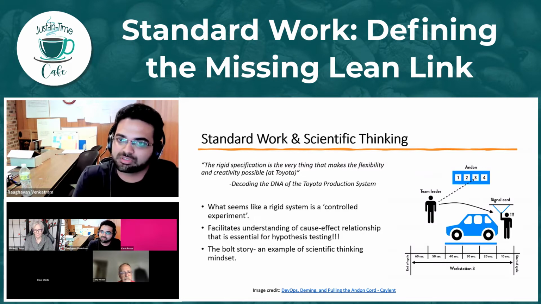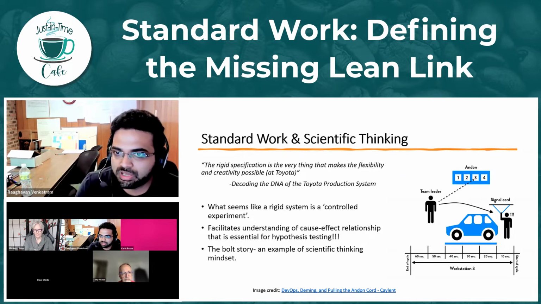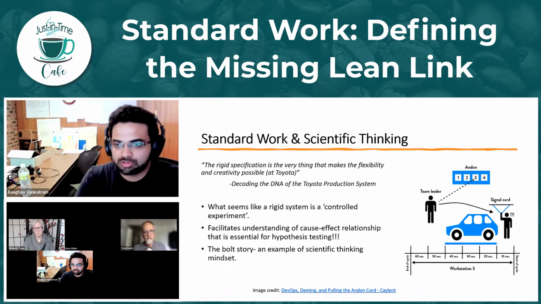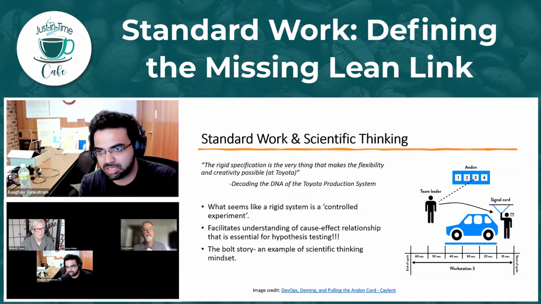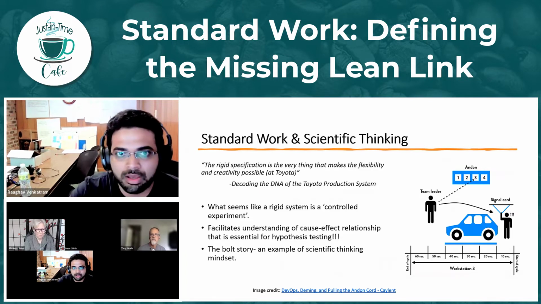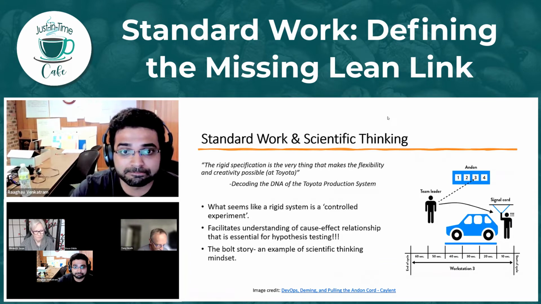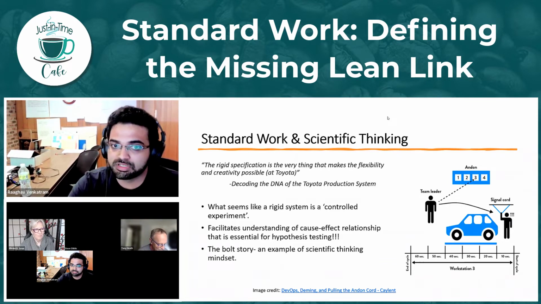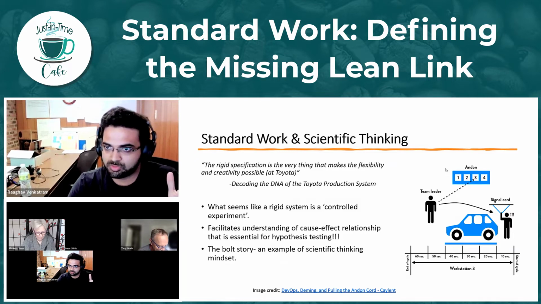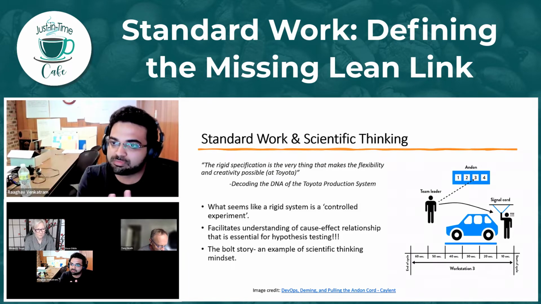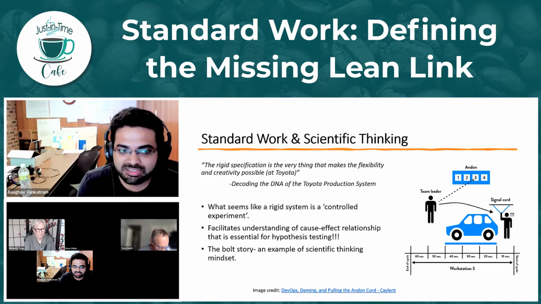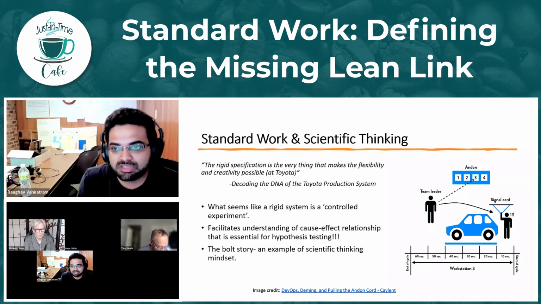So let's think about this. What comes to your mind when you think of the word control? When you hear the word control, you think about rigid, unchanging, not flexible, right? But when you think of the word experiment, you think about the tendency to fail, the tendency to improve, flexibility, right? Now put those two words together: controlled, rigid, experiment, flexible. A controlled experiment. That is what standard work is. And why do you think that controlled experiment is necessary? Without a controlled experiment, if you know about PDCA thinking, it is going to be hard to establish a cause and effect relationship.